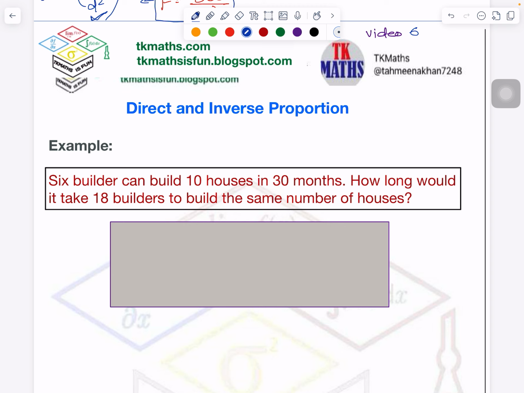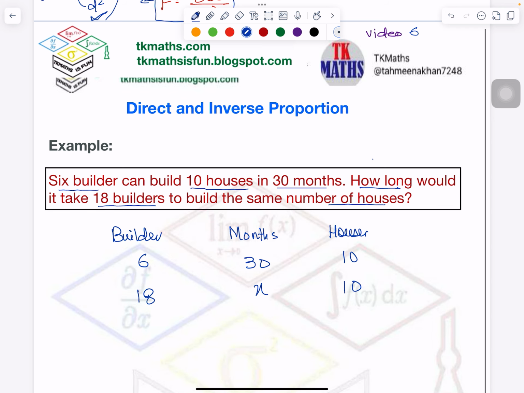Okay. One is information 6 builders, 10 houses in 30 months. How long? It means they're asking for month. 18 builders, number of houses are same. Students get confused when they say 3 factors, builder, house and months. But what is easy here, that houses are same. So if you write it down, you will write it down like this.